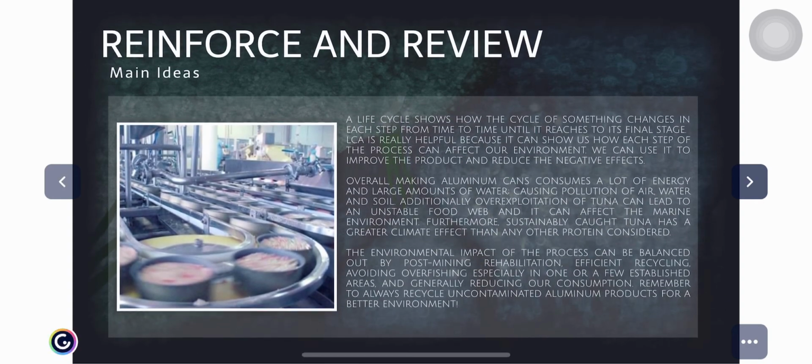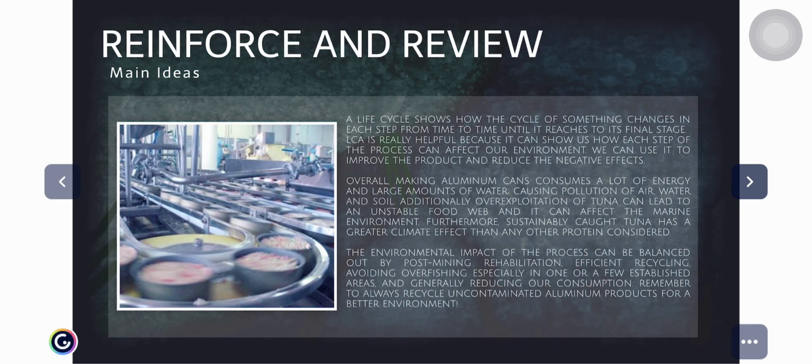Conclusion: a life cycle shows how something changes in each step from time to time until it reaches its final stage. LCA is really helpful because it can show us how each step of the process can affect our environment. We can use it to improve the product and reduce the negative effects.